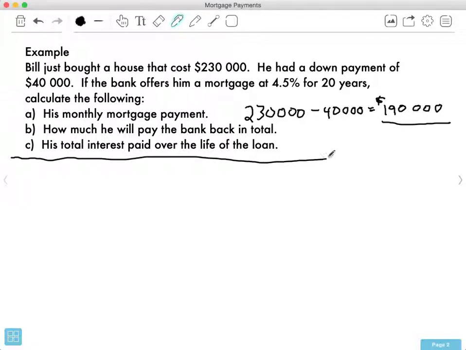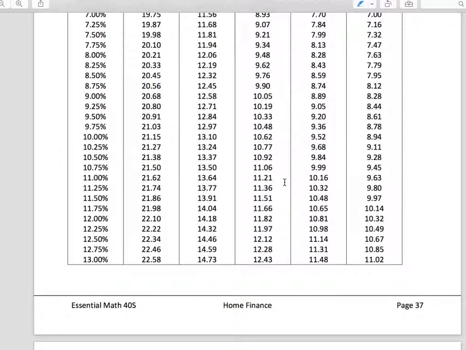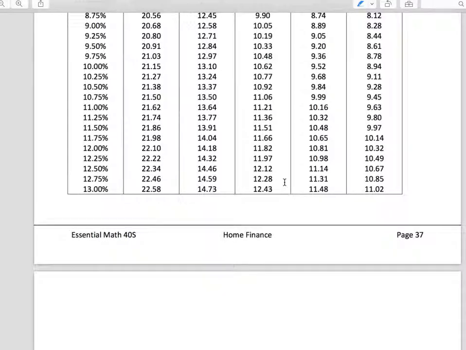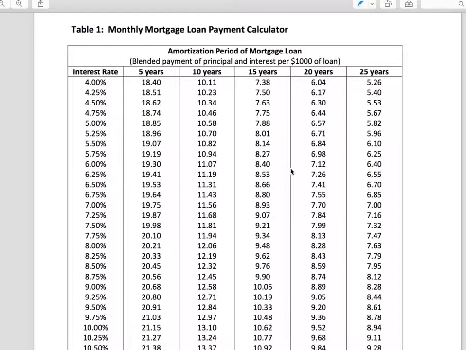Okay, so let me put a line in here, and let's start with A. His monthly mortgage payment. There isn't a formula for calculating mortgage payment. You need to use a table. The table looks like this. You'll see this in the back of your home finance booklet. At the time of recording this video, it's on page 37. If it's not on page 37, it's right close to there. This is your monthly mortgage loan payment calculator. You need these numbers to help you calculate mortgage payments because mortgage payments are very confusing to calculate month by month. This helps you know what a mortgage payment would be for the entire life of the mortgage.